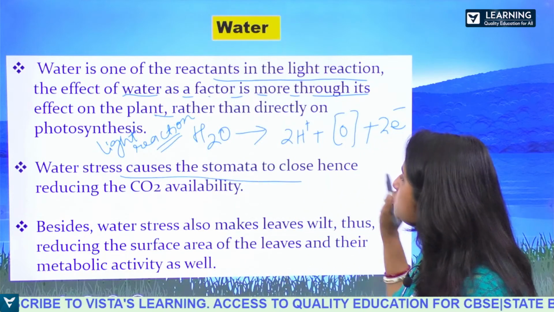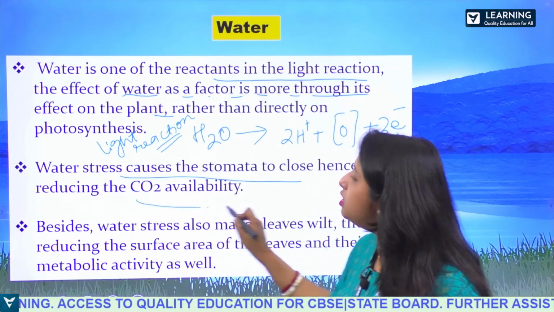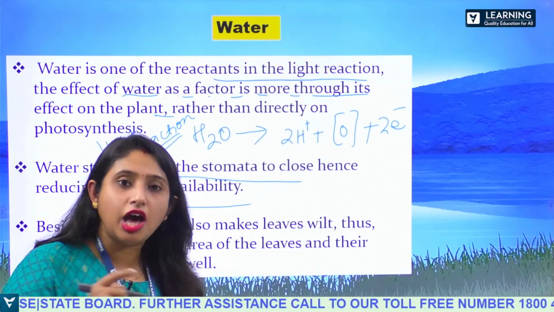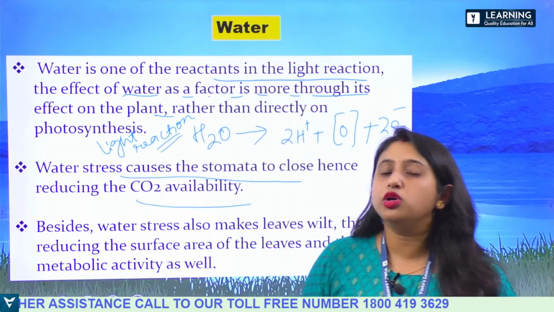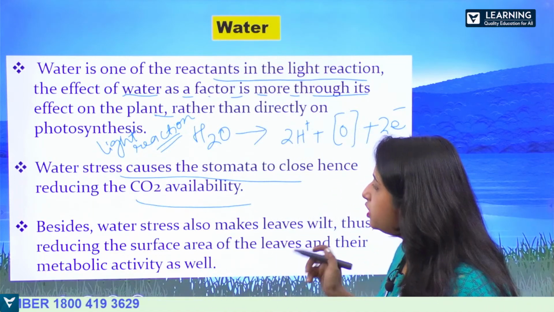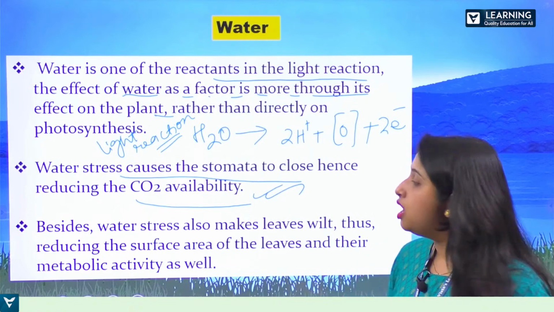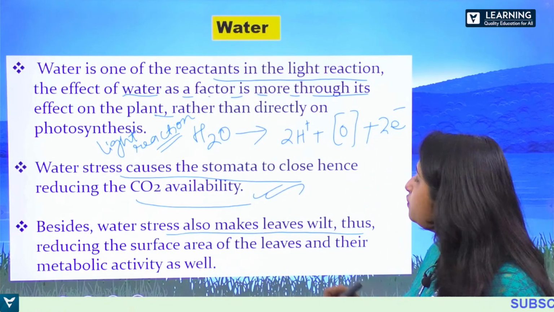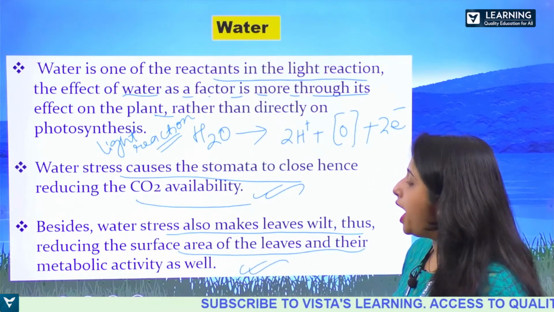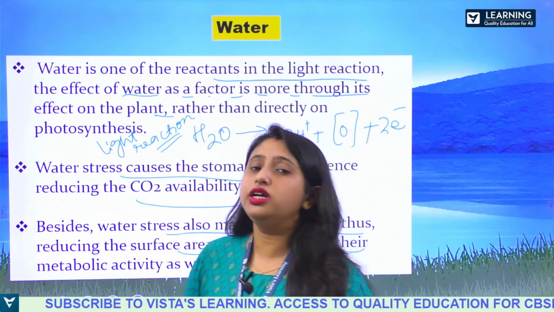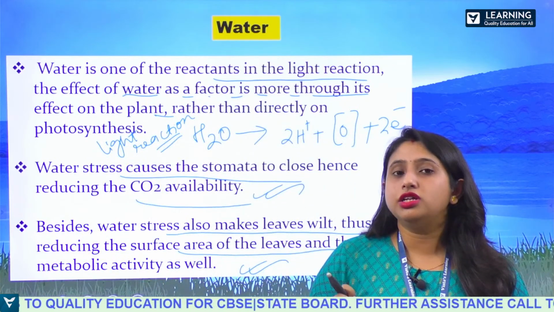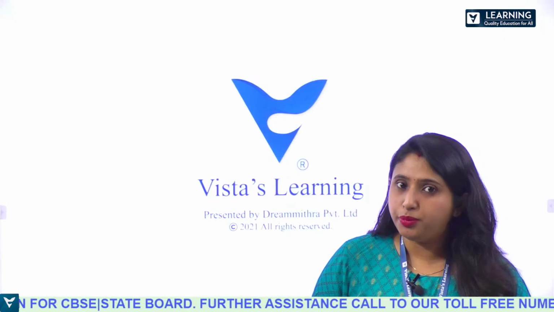Water stress causes the stomata to close, hence reducing the CO2 availability. So when water is not available properly, what will it cause? It will cause the stomata to close down, so transpiration cannot take place properly, reducing CO2 availability in the plants, right? Besides, water stress also makes leaves wilt, thus reducing the surface area of the leaves and their metabolic activity as well. It also causes damage to the leaves. The surface area of the leaves will be reduced, and the leaves cannot absorb the sunlight properly.